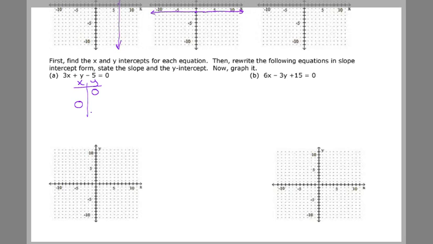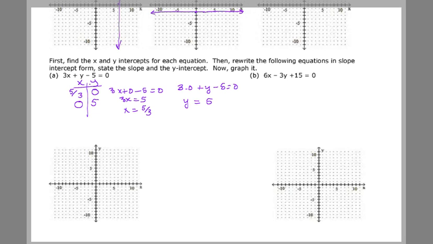complete those ordered pairs. So if I let the y part be 0, I get 3x plus 0 minus 5 equals 0. Well, it says 3x is equal to 5, so x is 5/3. So there is my x-intercept. Now let's find the y-intercept by plugging a 0 in place for x. 3 times 0 plus y minus 5 equals 0. So that part is 0, so I get y minus 5 equals 0, so I get y equal 5. So there's my x and y intercept.